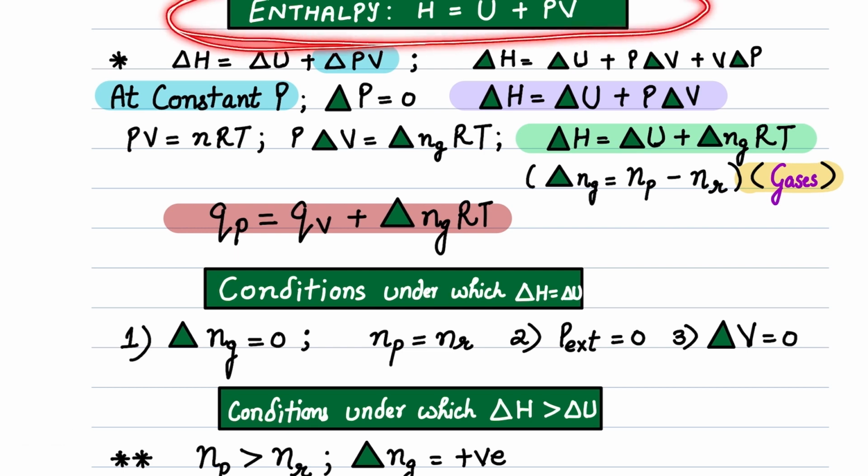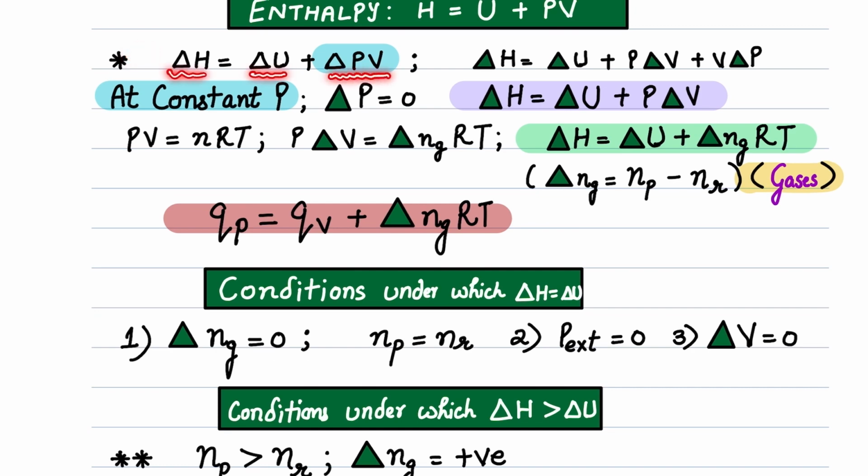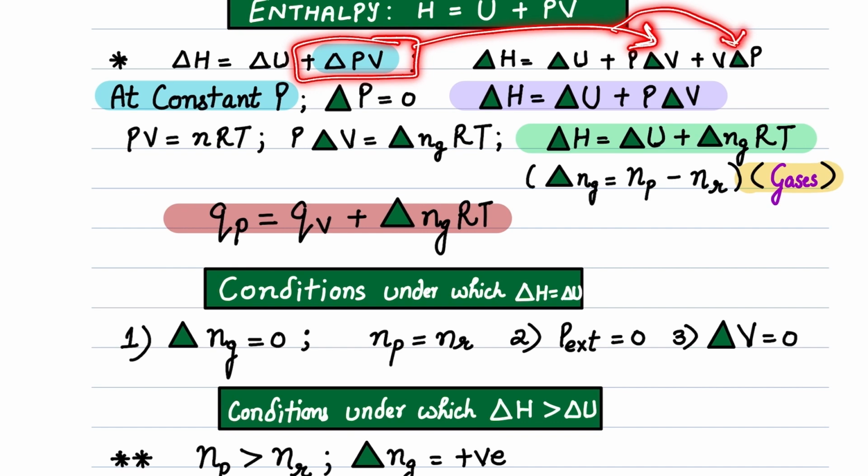Enthalpy is equal to H and that is equal to U plus PV. So if we are changing this, so delta H will be equal to delta U plus delta PV. We know that formula for delta AB is equal to A delta B plus B delta A. So I can say that delta PV is equal to P delta V plus V delta P.